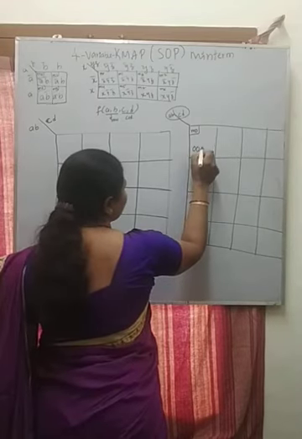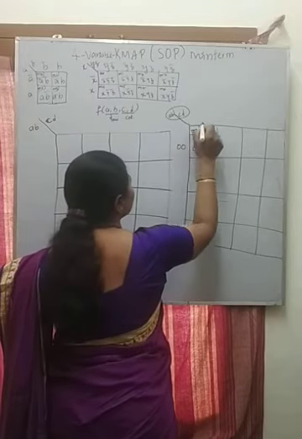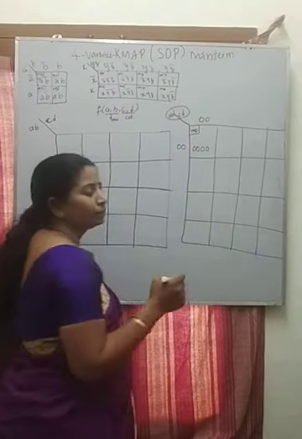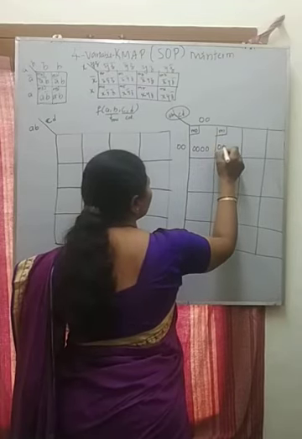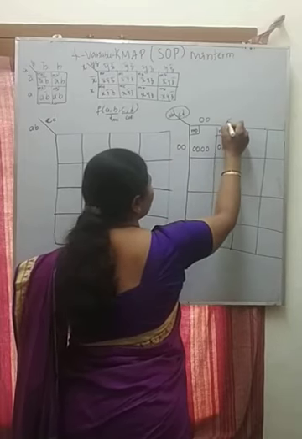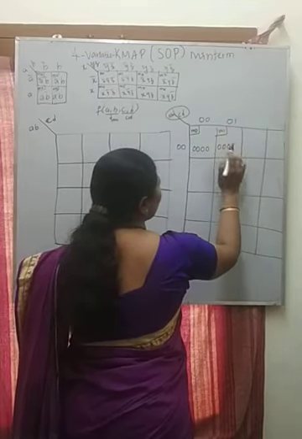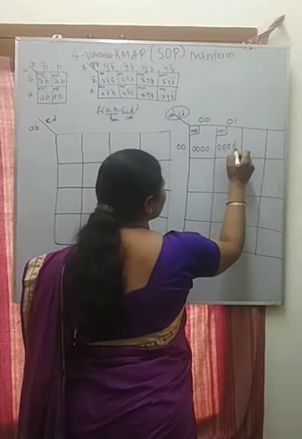This is your M0. How can you write M0 in binary format? 0, 0, 0, 0, right? Then these two are 0. How will you write M1? 0, 0, 0, 1. That means 2 zeros over, then here 0, 1. These two are for the row, these two for the column.